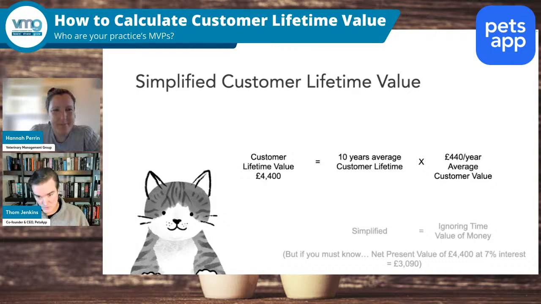For those of you that really do want to geek out, there are net present value calculators on the internet. And when I put that in there, I found that the net present value of £4,400, assuming a 7% interest rate, is actually £3,090. So there I've discounted for the time value of money. And so the value of that customer to this clinic today is going to be £3,090. But again, I wouldn't worry about going that far unless you're trained in accounting.